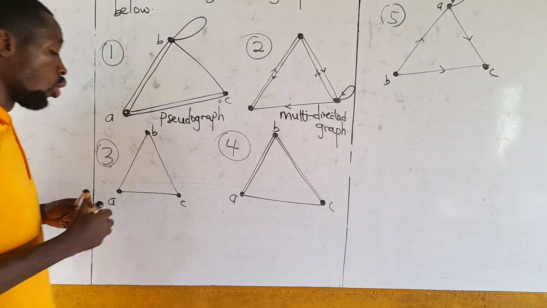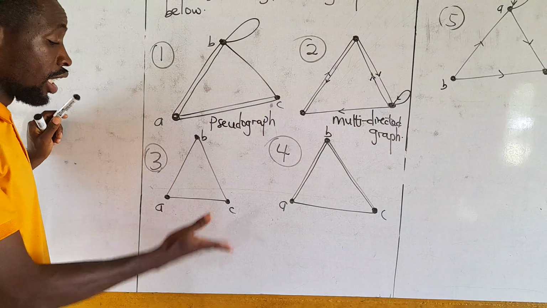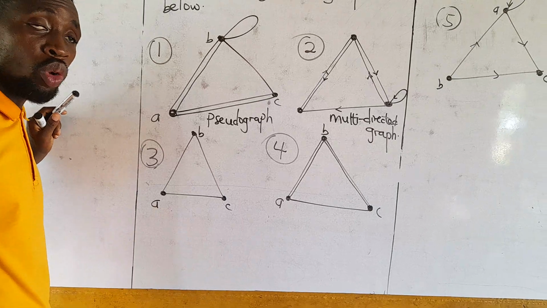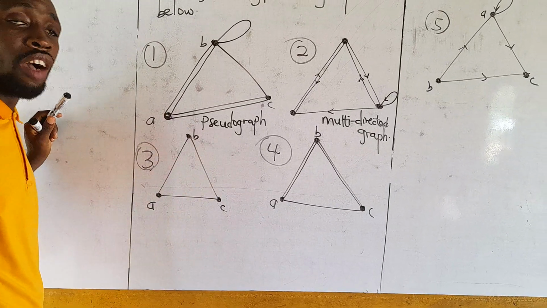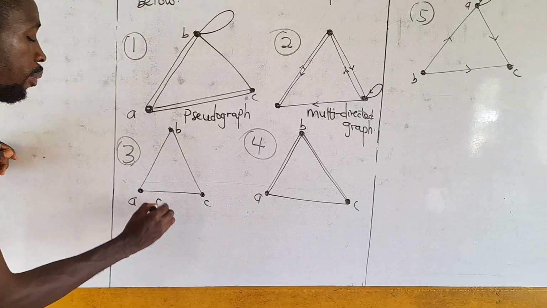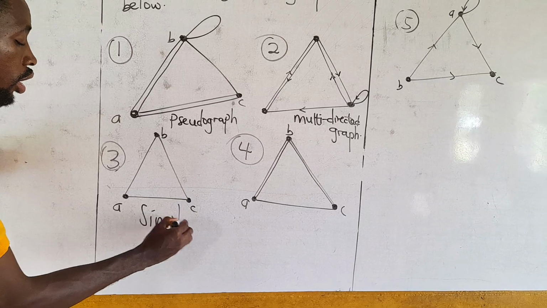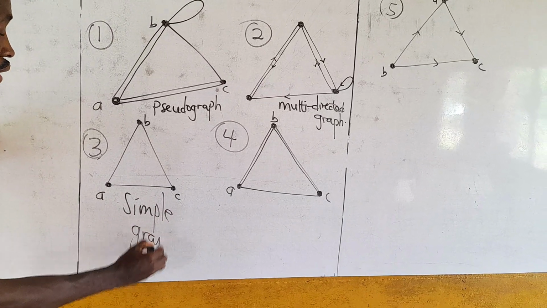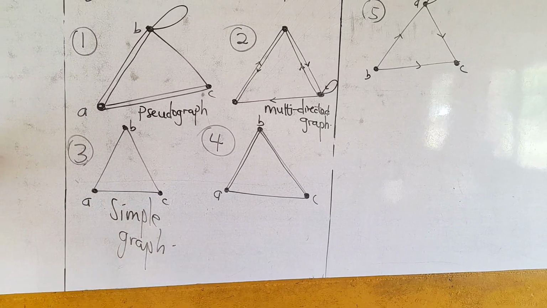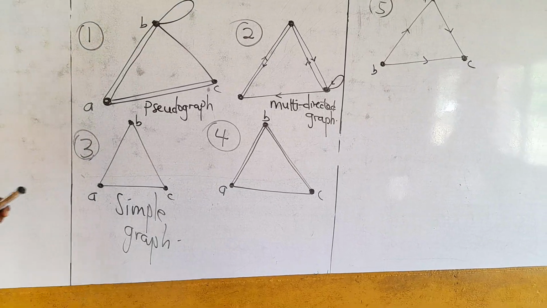Now let's look at the third one. This graph doesn't have a directed edge. It doesn't have a multi-edge. Neither does it have a self-loop. Then this is a simple graph. Please do well to check out my videos on the types of simple graphs that we have.